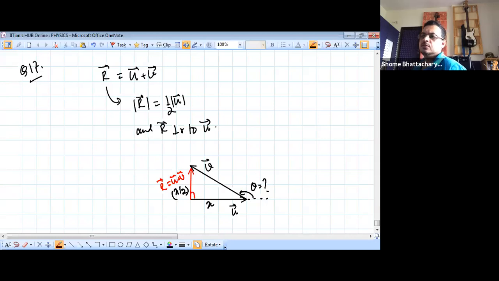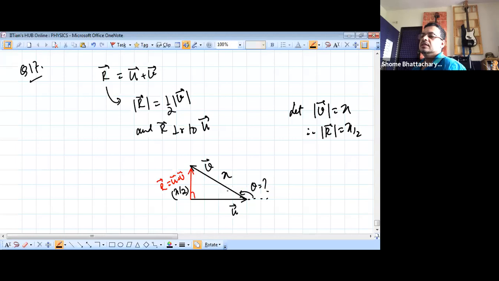Oh, it's half the magnitude of v, so not, my mistake. It's half the magnitude of v. It's perpendicular to u only. So if this is x, let mod v be equal to x. Therefore, the magnitude of the resultant is x by 2.